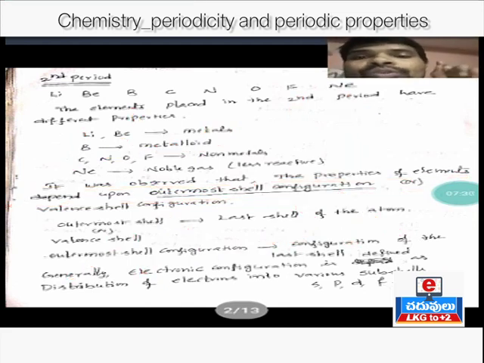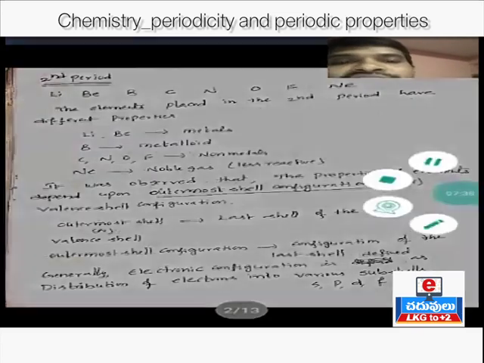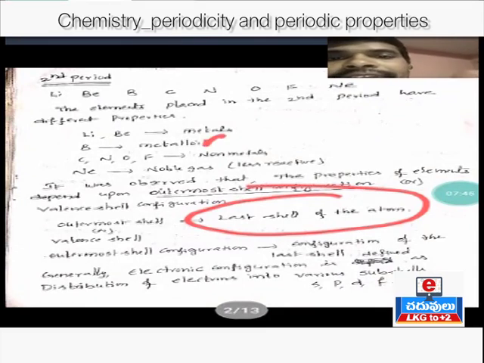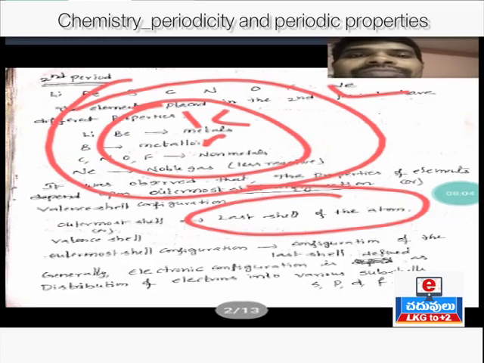First, you should know what is the outermost shell. Outermost shell is also called valency shell. Valency shell is nothing but the last shell of the atom. For example, if you take an atom like this, this is the K shell and this is the L shell. So what is the last shell here? L shell is the last shell. So this L shell is called the outermost shell. It is also called valency shell. Remember that outermost shell is nothing but the last shell of the atom.